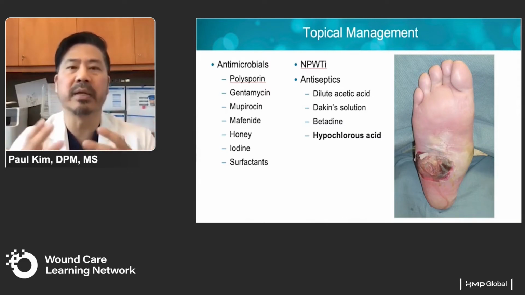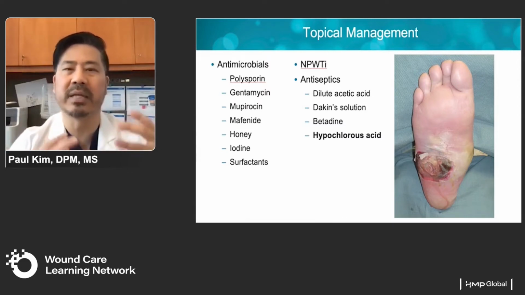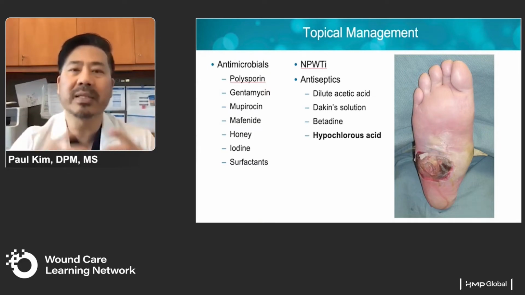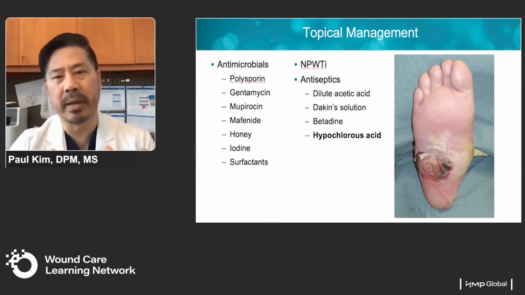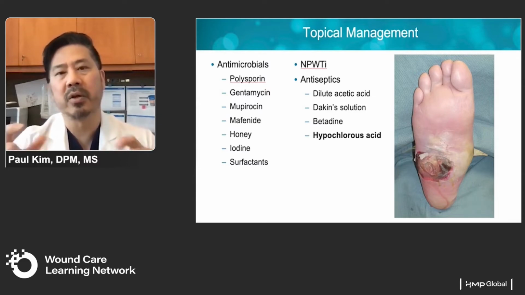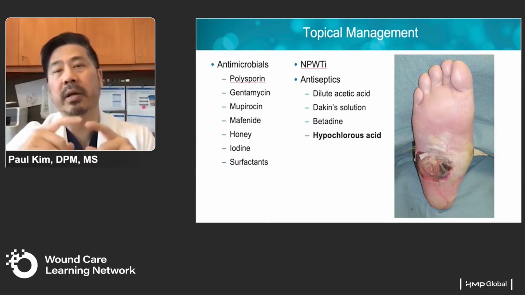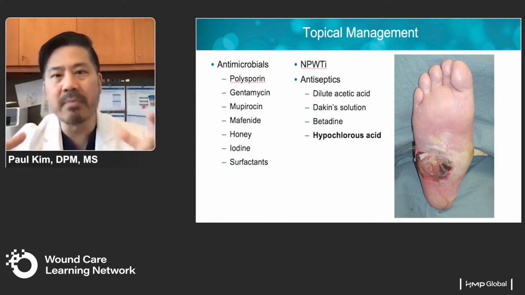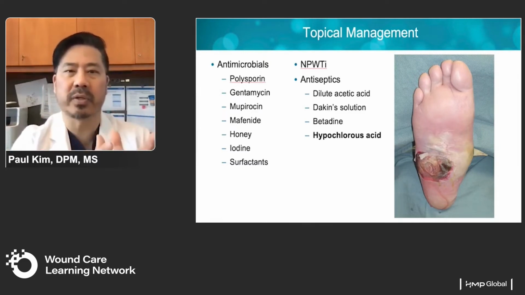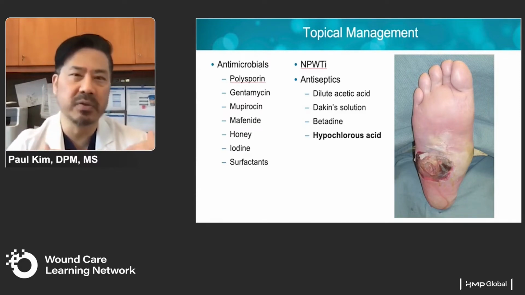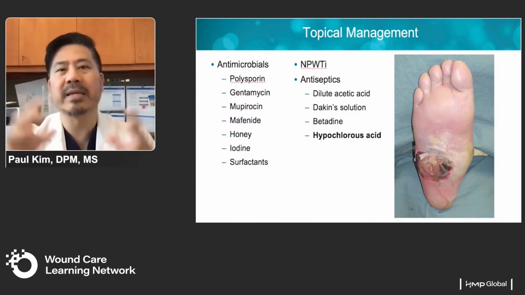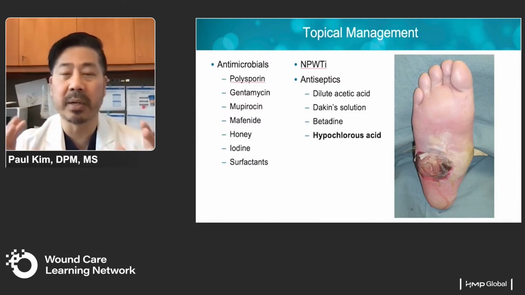The problem is some of these have unwanted side effects. For example, Dakin solution is cytotoxic to the surrounding tissue. Sure, you want to convert that wound to a healthier bed, but you don't want to cause other damage to the healthy tissue. You want to just target and remove the bacteria. And so this is where hypochlorous acid makes a lot of sense because of its neutral pH. It's not damaging to the healthy tissue, but it does impact the bacteria.